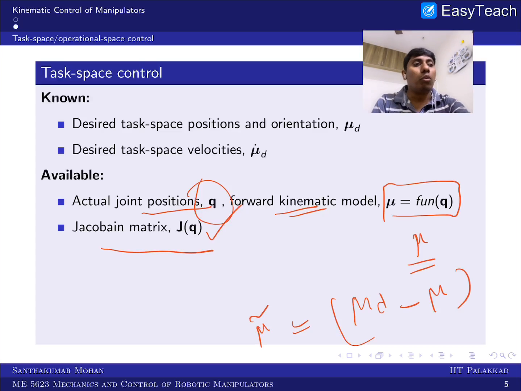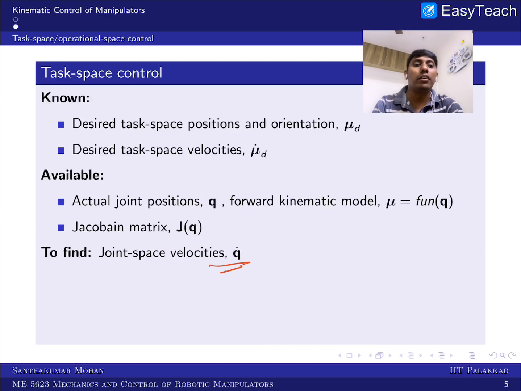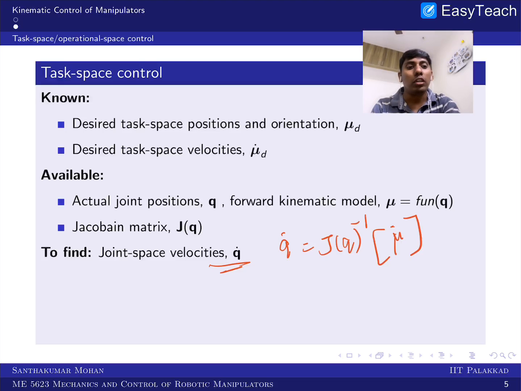Okay, so now what is my interest? I'm interested in finding q dot. But what is q dot? So q dot is nothing but J of q inverse into μ dot, right? So now we will try to find out μ dot. So μ dot is like this. So I'm taking μ desired dot minus μ dot, this is nothing but μ tilde dot.